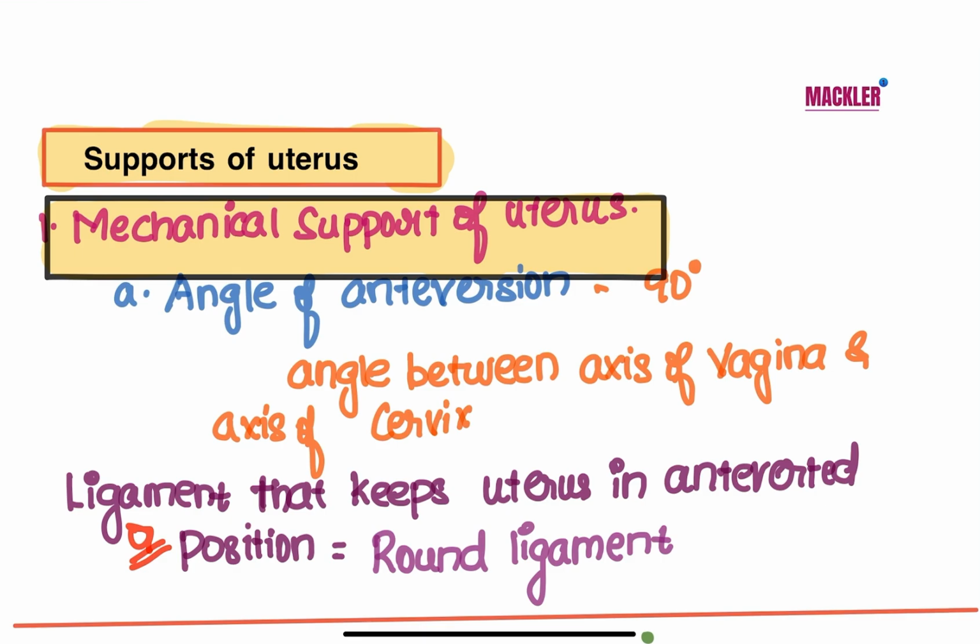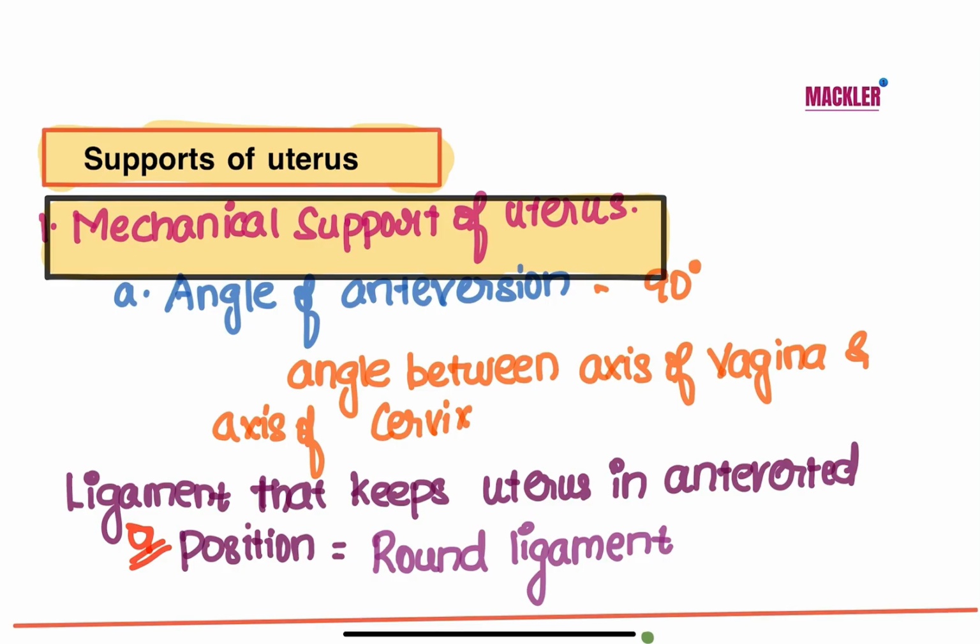While discussing the supports of the uterus, we have three important sources. One is the mechanical support, the second is the ligamental support, and the third one is the muscular support provided to the uterus. The major function of all these supports is to provide stability and support to the uterus to be in its normal anatomical position. Is that clear? So when discussing the mechanical supports of the uterus, what do you mean?